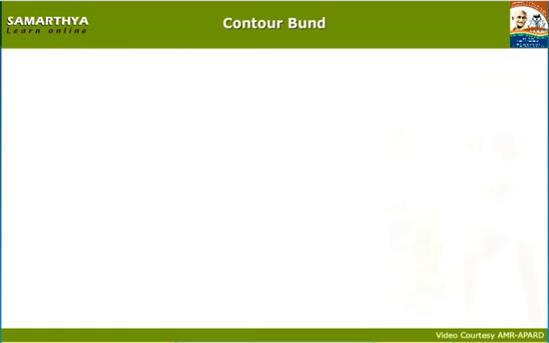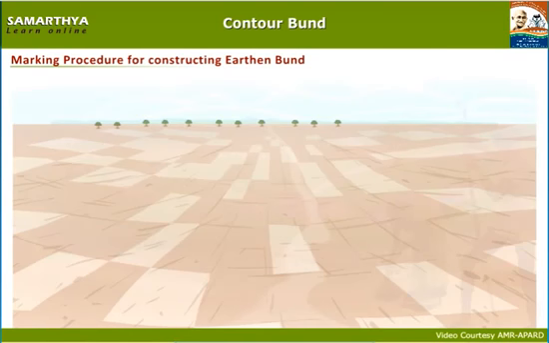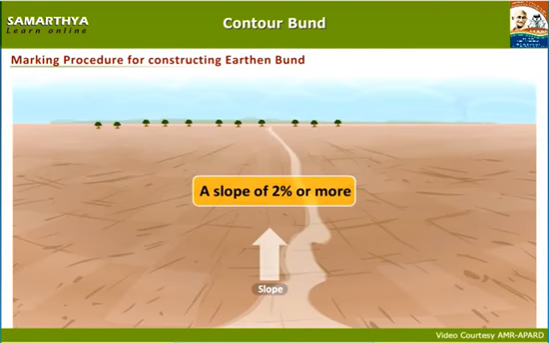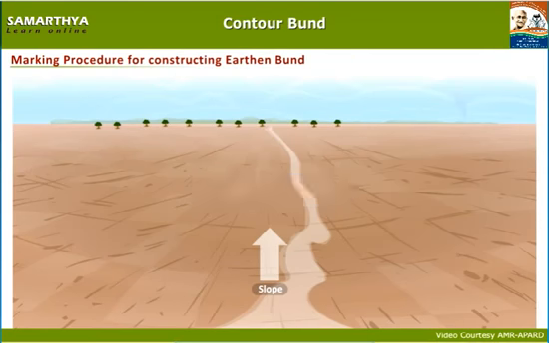Construction of earthen bunds. Now let us know the construction of earthen bunds. As we discussed earlier, earthen bunds should be constructed on upland areas which have a slope of 2% or more. Earthen bunds should be constructed from uplands to lowland areas. Marking procedure for constructing earthen bunds.